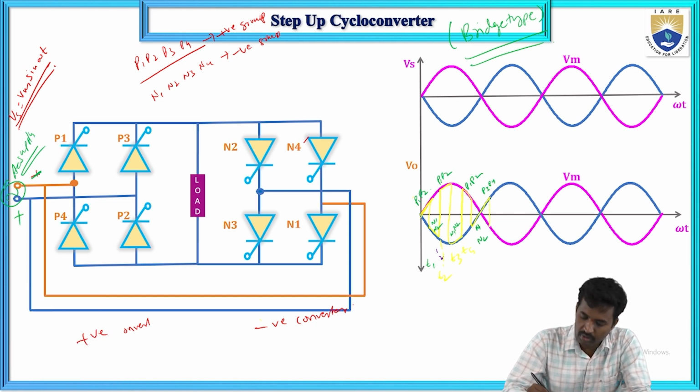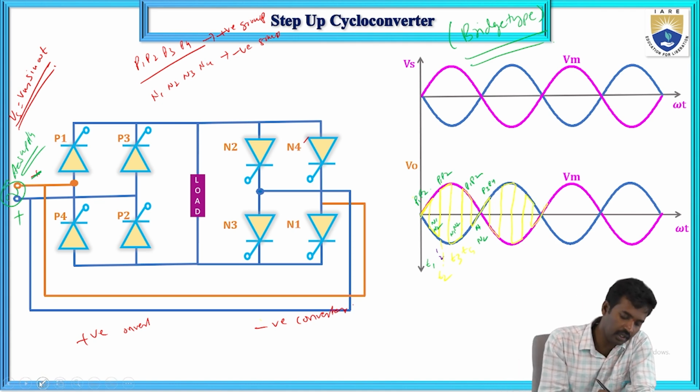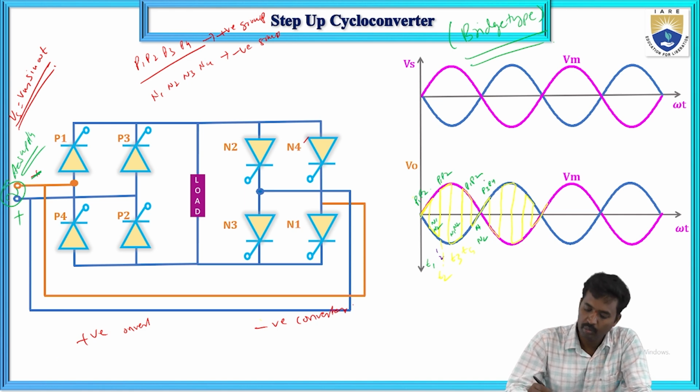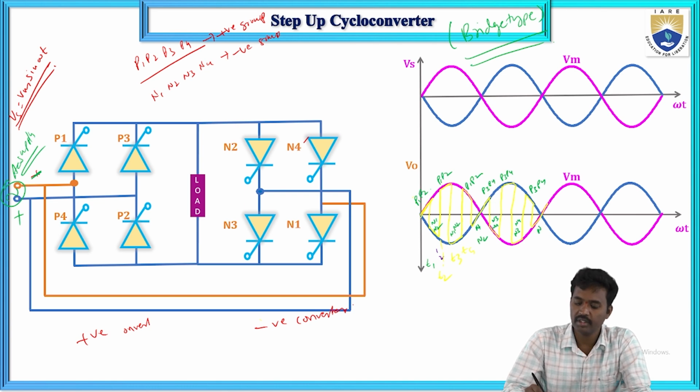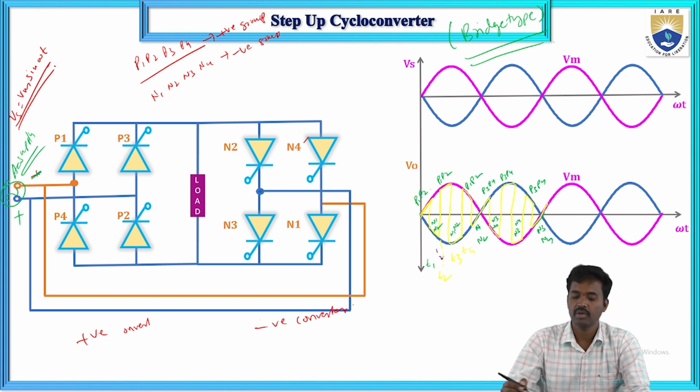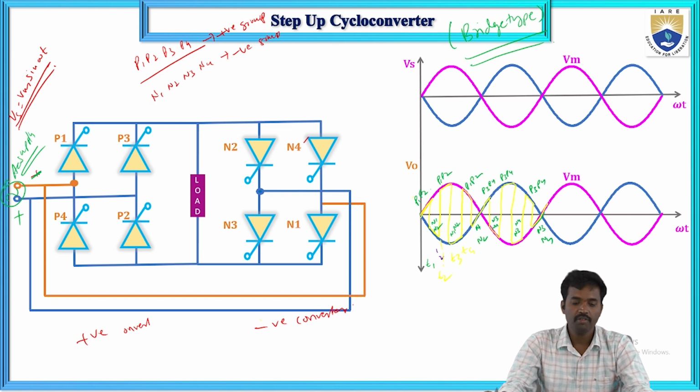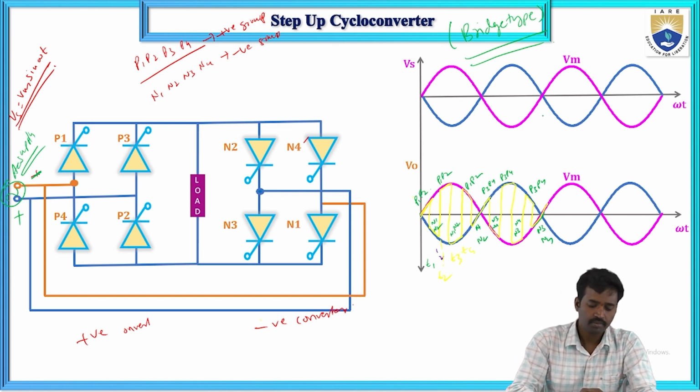This circuit is also the same as this one. Let me write the sequence: P3, P4, and here N3, N4, N3, N4, and here also N3 and N4. So this is the output waveform of this bridge type step up cycloconverter.